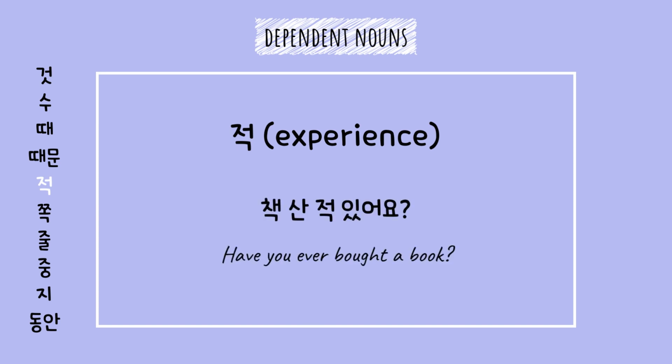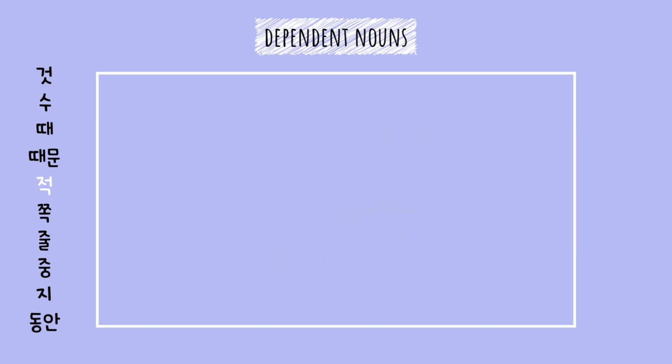Let's look at our example. Ček san jok isojo. Have you ever bought a book? It is often translated as present perfect in English, but literally it means, for me, the experience of buying books exists. Or if you use it in negative sentences, the experience of buying books doesn't exist. If you think of it like this, I think it is a bit easier to understand, rather than if you think of it as present perfect.